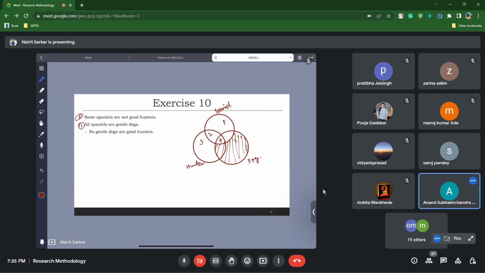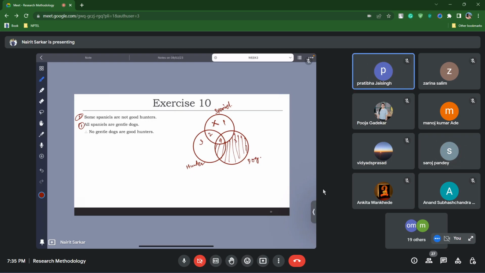One, sir. Some spaniels are good hunters. Yes. So is it valid or not? Sir, the first premise, yes, is all spaniels are gentle dogs, so we have to shade the area 1 and 2 now here.